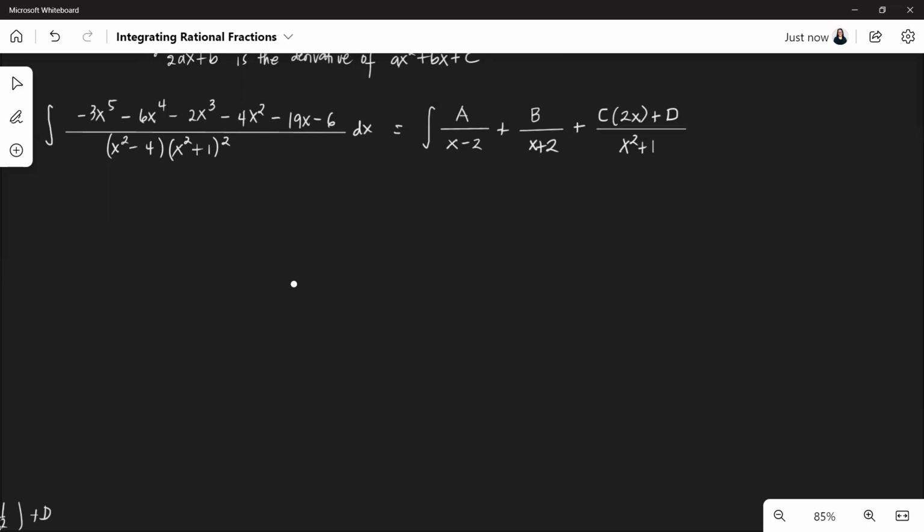Since it's being raised to the power of 2, we need to add one more partial fraction. This time we use E times 2x plus F. Okay. And this quadratic factor must be raised to a power of 2, so we need to stop here. So we have 4 partial fractions, and we need to solve for 6 constants A, B, C, D, E, and F.